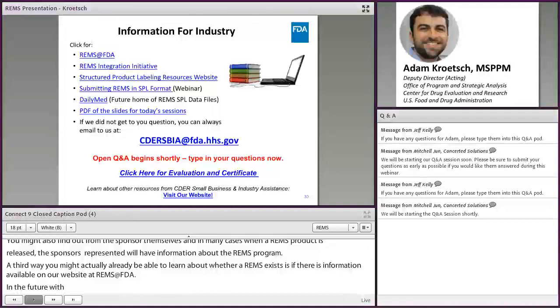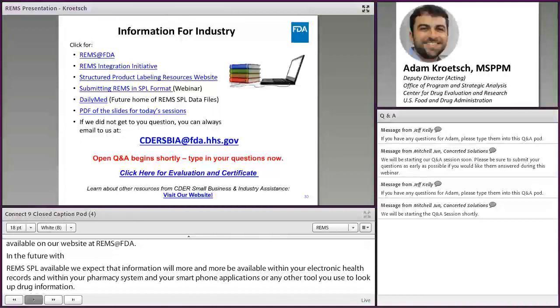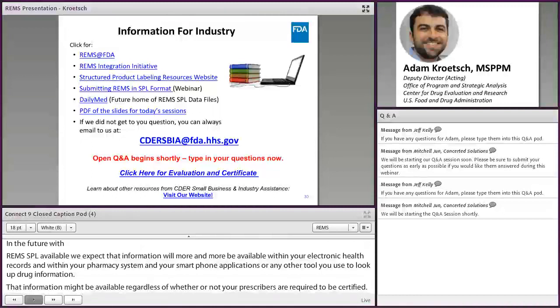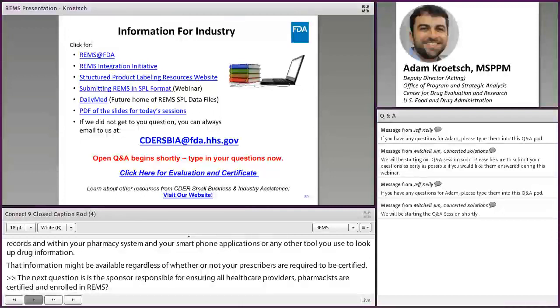The next question, is the sponsor responsible for ensuring that all healthcare providers, pharmacists, are certified and enrolled in the REMS? For REMS that do require pharmacy certification and enrollment or other forms of healthcare provider certification and enrollment, it would be the sponsor who is responsible for ensuring that that happens, yes.